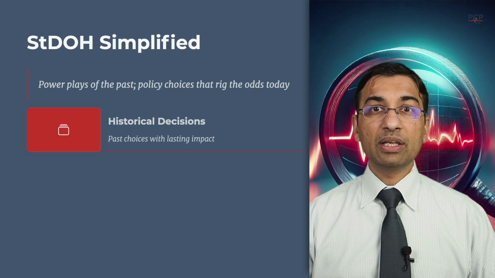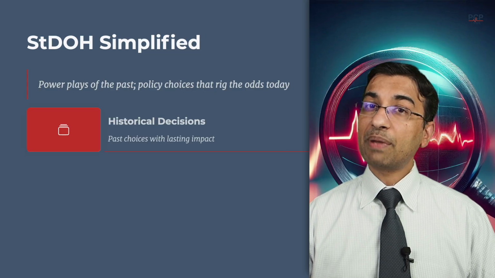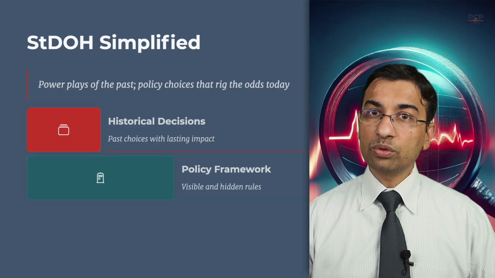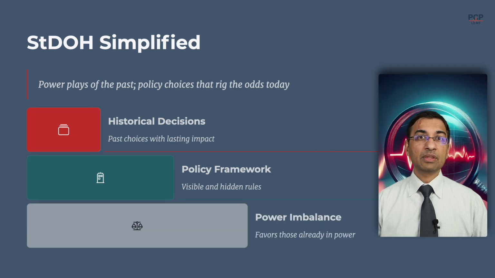Think about it this way. These are historical decisions, that is, past choices, the impact of which can be felt today. This impact is due to the visible and hidden rules that govern our day-to-day lives. And these rules lead to a power imbalance favoring those in power. Well, enough about definitions. Let's see how structural determinants work in real life.